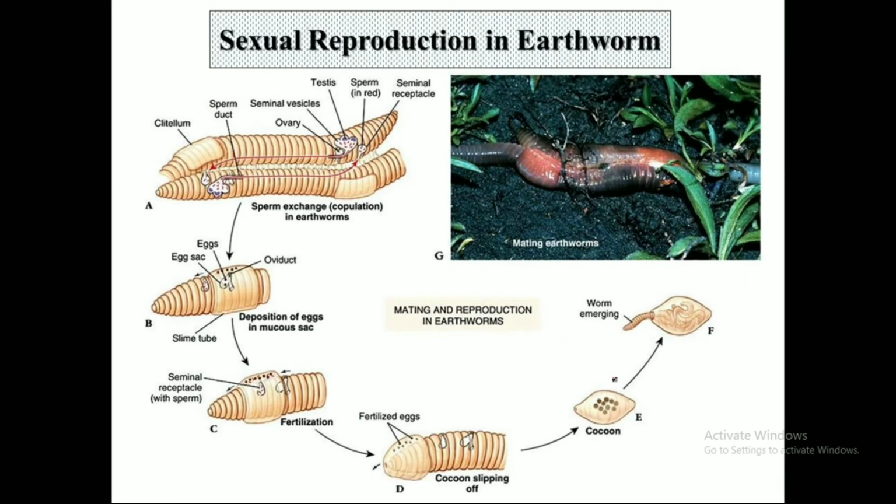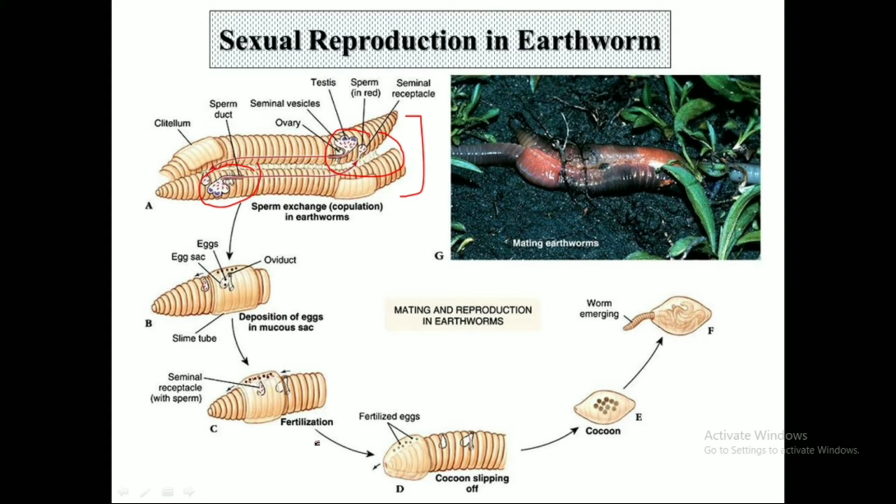Now, sexual reproduction involves copulation, an event which is common during the rainy season, from July to October. What happens during copulation? The two earthworms come close to one another, come in contact, and exchange packets of sperm. You can see over here the exchange of the packets of sperm.